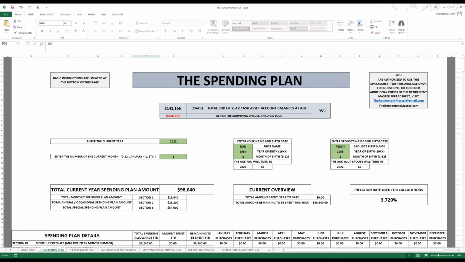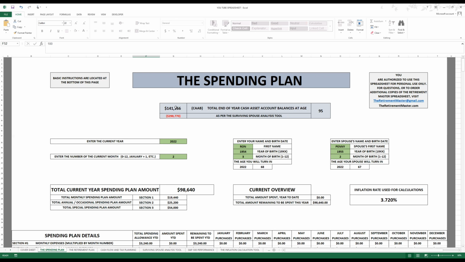This 95 number is our target age, the age that we want our retirement funds to last to. And we chose that number in the retirement plan sheet. This just tells me that we're looking at our CAB, which is our cash asset account balances. This is the balance of our checking, savings, CD accounts, IRAs, 401ks, stock investment accounts, the money that we are depending on to fund our retirement in excess of what's provided by our Social Security and other income streams.